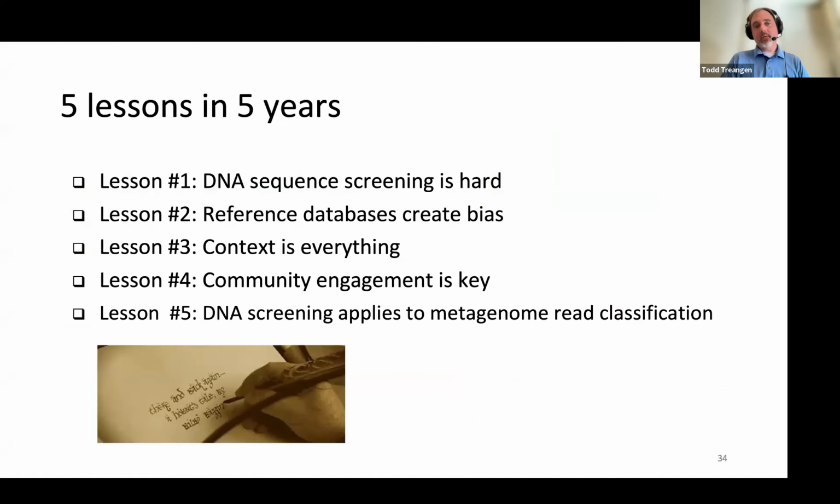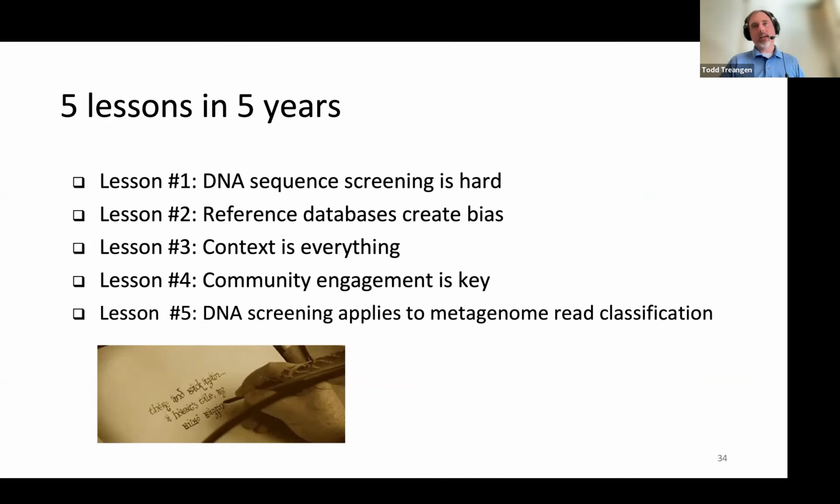Okay. So summarizing all my lessons, as my time is wrapping up here, I want to emphasize these 5 lessons over the last 5 years. Lesson number 1, the fact that DNA sequence screening is hard, and I will stand by that statement. Lesson number 2 I present today is that reference databases create bias. Lesson number 3, context is everything. Lesson number 4, community engagement is key. And 5, this idea that DNA screening approaches can help feed back into improving metagenomic classification.